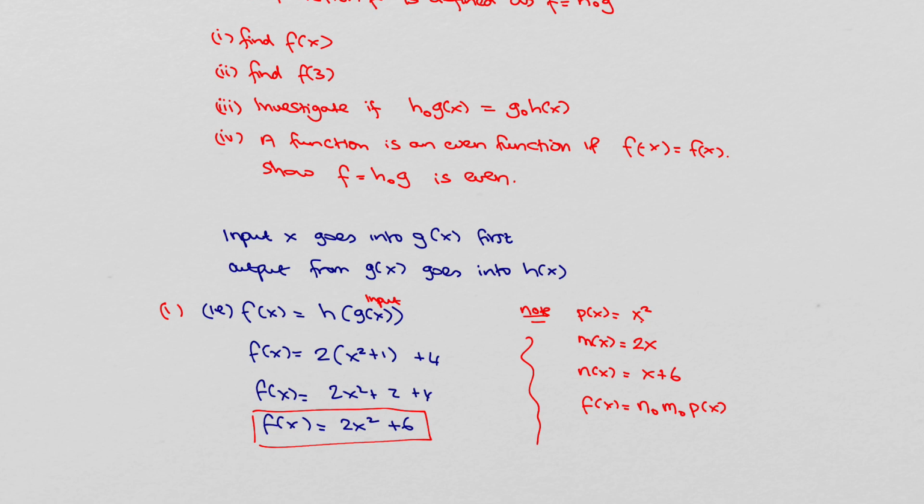Okay, so now it says find f of 3. Finding f of 3 is easy, because that means wherever there's an x, my input is going to be 3. So we have 2x squared plus 6. That means I'm taking my input, I'm squaring it, after I square it, I multiply it by 2, and after I multiply it by 2, I add 6 to it. So we have 9 times 2 is 18, and 18 plus 6 is 24.